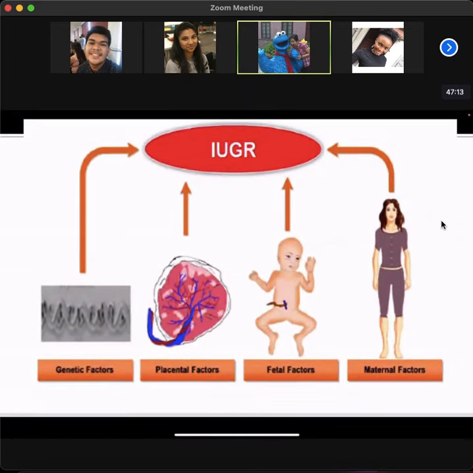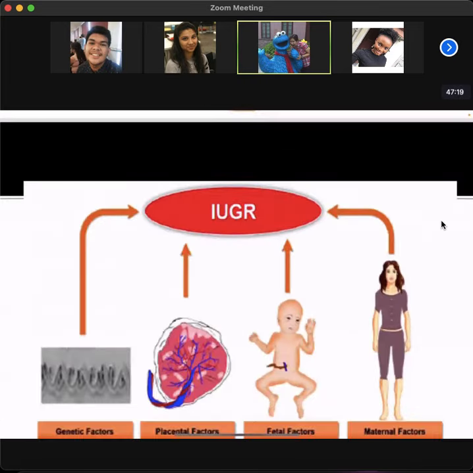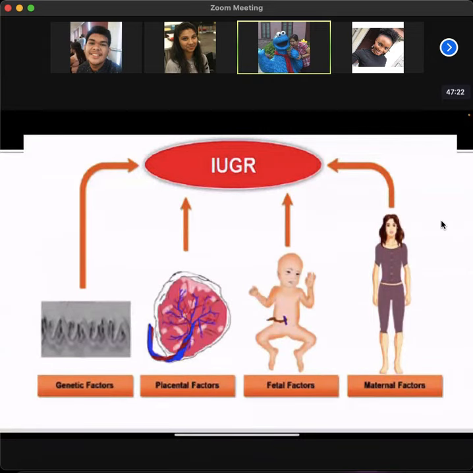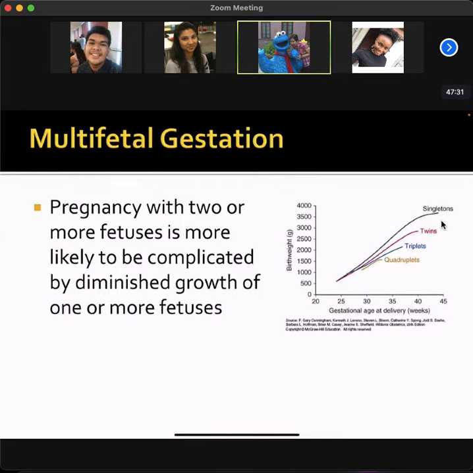Okay, so this is a summary of your Venn diagram here. So these are the factors that cause or lead to intrauterine growth restriction. What about multi-fetal gestation? Pregnancies with two or more fetuses are more likely to be complicated by diminished growth of one or more fetuses. That's why multi-fetal gestations are considered high-risk pregnancies. So look at the chart. Compared to singletons, multi-fetal gestations have a lower birth weight and stunted fetal growth.